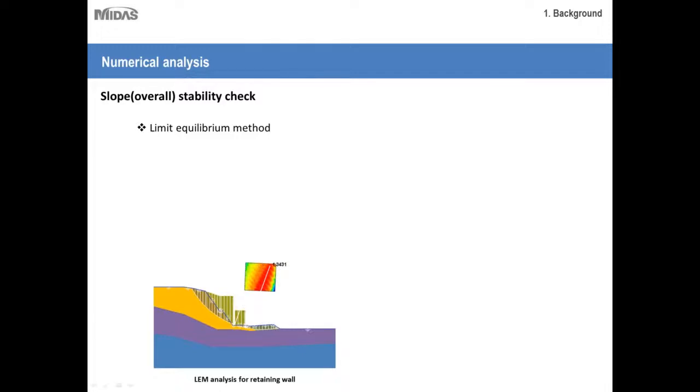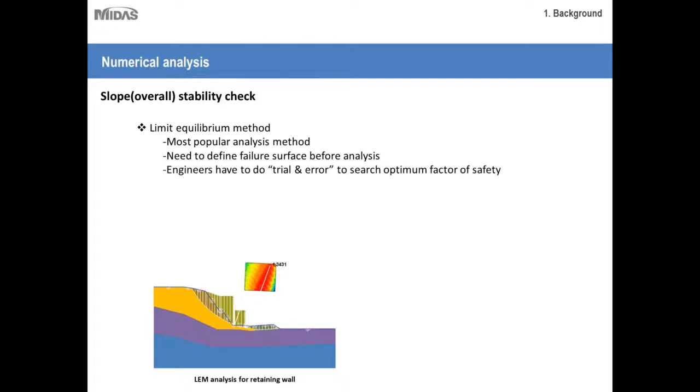So what we are doing is basically defining a set of failure planes in advance and then checking what the factor of safety will be at different surfaces or different radii. This method no doubt is the most popular method, but you need to define failure surfaces before analysis, and therefore engineers have to do trial and error to search for the optimum factor of safety. And another limitation of this type of method is that it usually considers only circular failure surfaces.